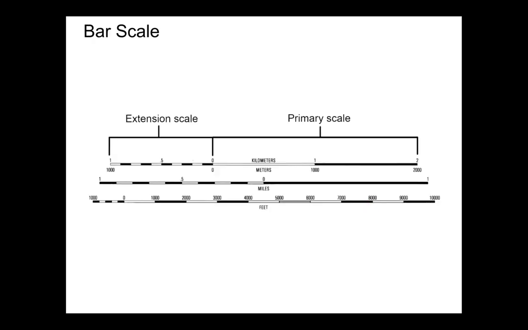You can also, if you had a paper map, paper maps usually have a bar scale. They have a primary scale with large divisions and then an extension scale with smaller divisions, usually a tenth of whatever the larger scale is. So this one has meters and then each of these little bars would be 100 meters.